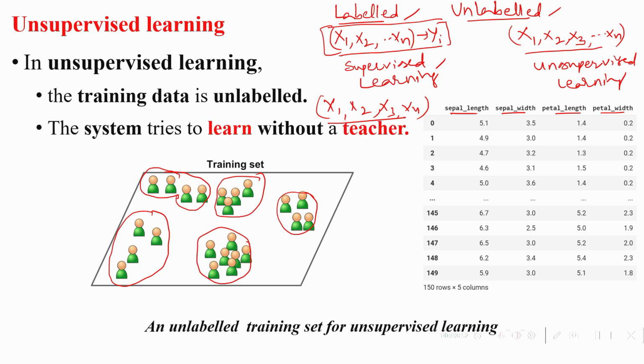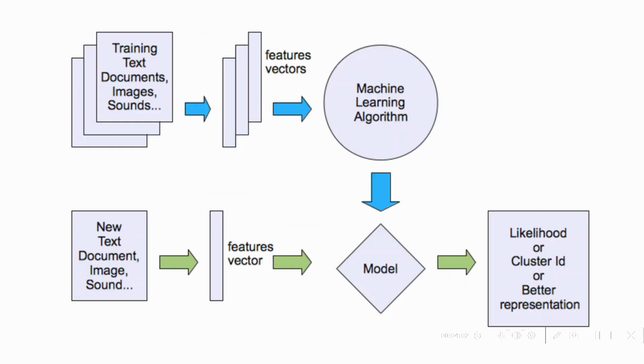Now the system tries to learn without a teacher. This type of thing is called a clustering algorithm or unsupervised learning algorithm. For example, here we have a model for our machine learning contents. For the machine learning algorithm, we provide a data set in the form of features only, whether the data is in text format, document format, images, or whatever different format, without labels.